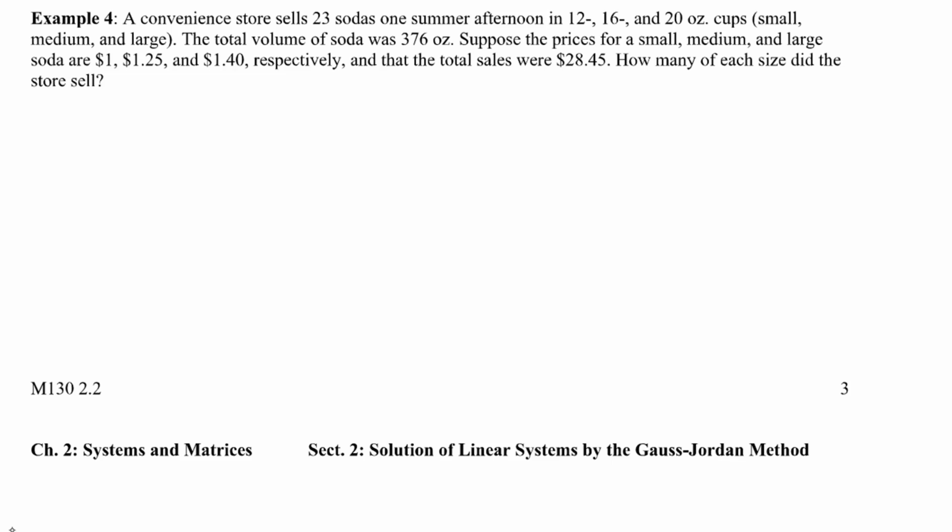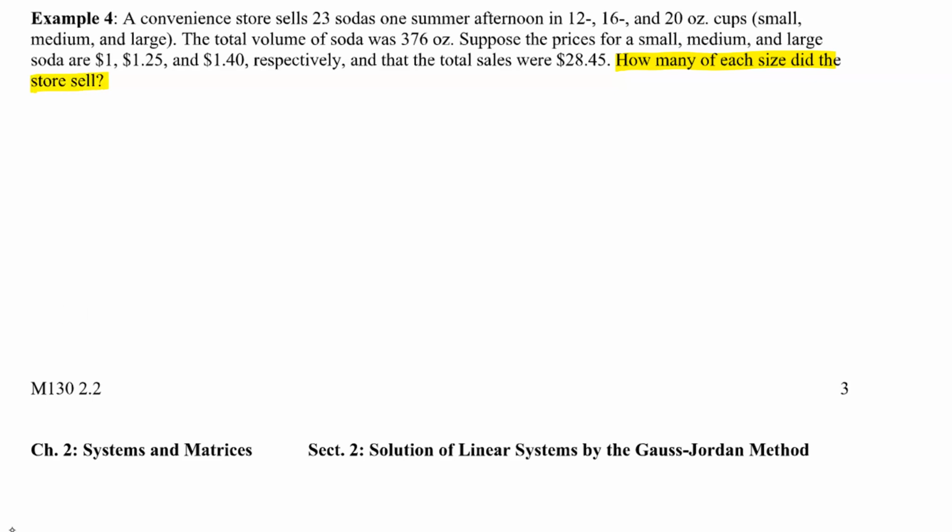So we have example 4, which says a convenience store sells 23 sodas one summer afternoon in 12, 16, and 20-ounce cups, being small, medium, and large sizes, respectively. The total volume of soda was 376 ounces. Suppose the prices for a small, medium, and large soda are $1, $1.25, and $1.40 respectively, and that the total sales was $28.45. How many of each size did the store sell? So ultimately, we want to know how many of each size did the store sell.